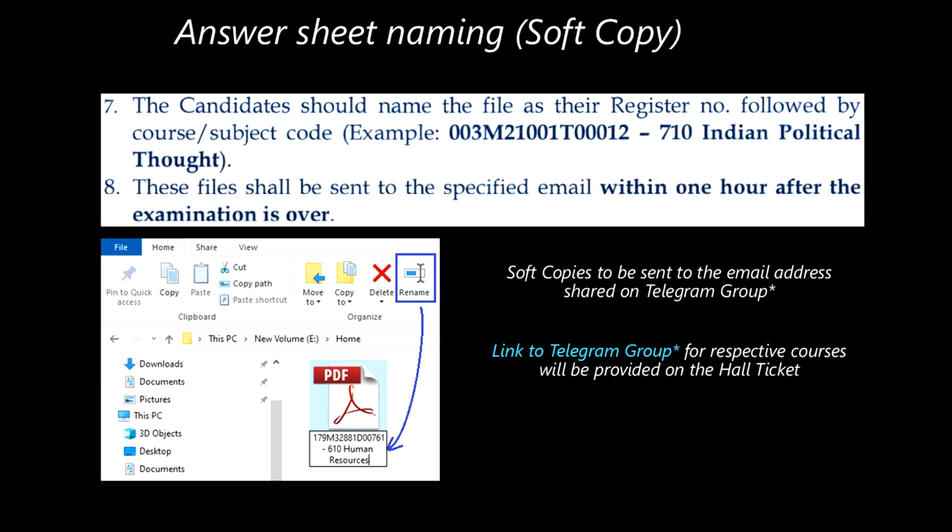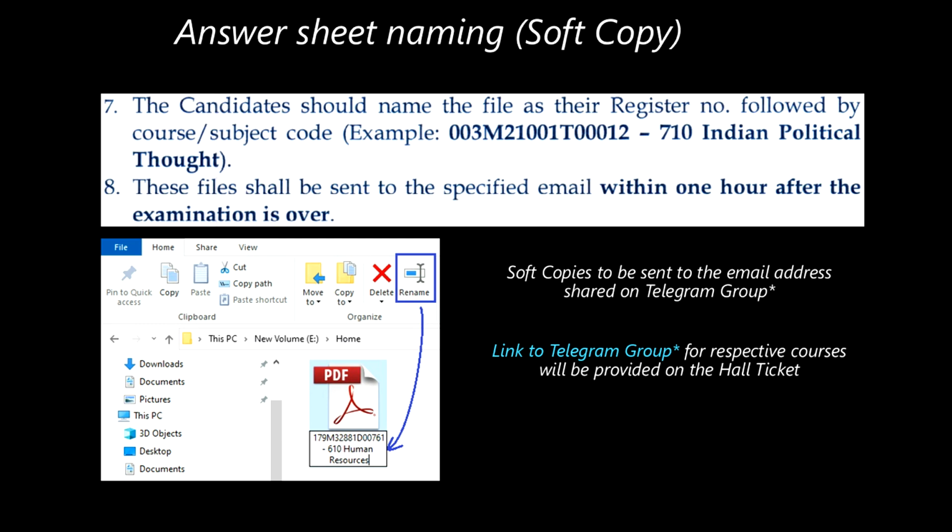The last part we spoke about is how you would submit your answer sheet. Once you have answered all your 35 to 40 pages of answers, you need to scan each of them and convert them into a PDF format. What you're seeing here is how you would name the file before you send it out.